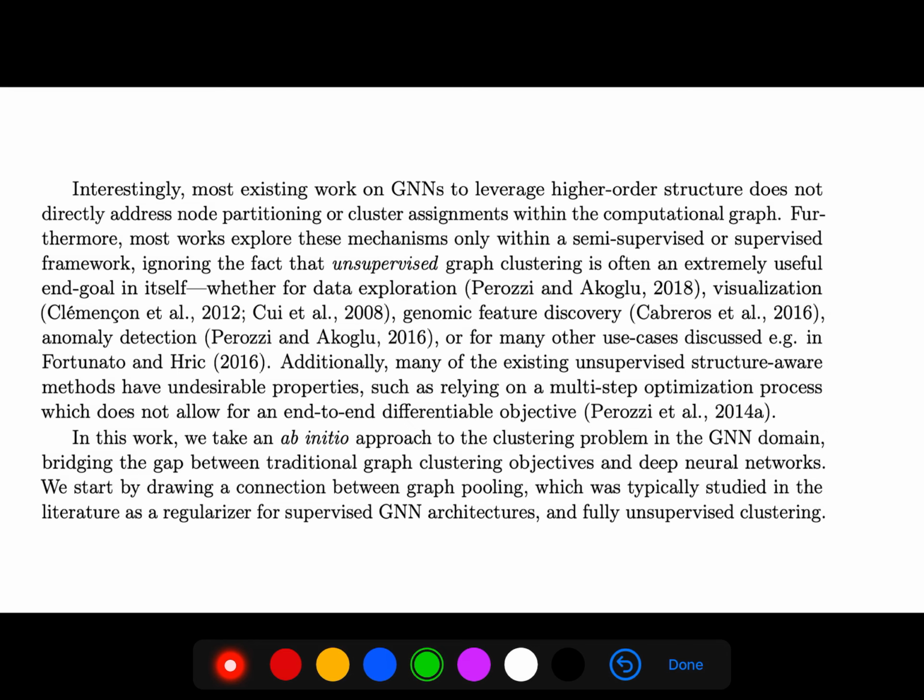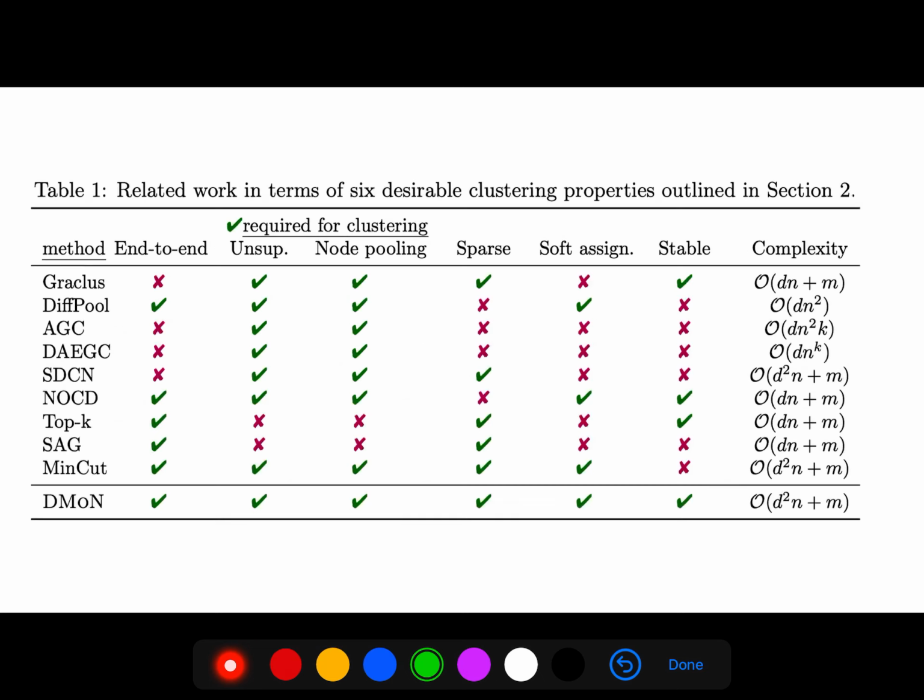Most existing work on GNNs to leverage high-order structures does not directly address node partitioning or cluster assignments within the computational graph. So you see the related work in terms of 6 desirable clustering properties. And DMoN passes all of them because it is end-to-end, it is unsupervised, it has node pooling, it is sparse, it has soft assignment, and it is stable with low computational complexity.